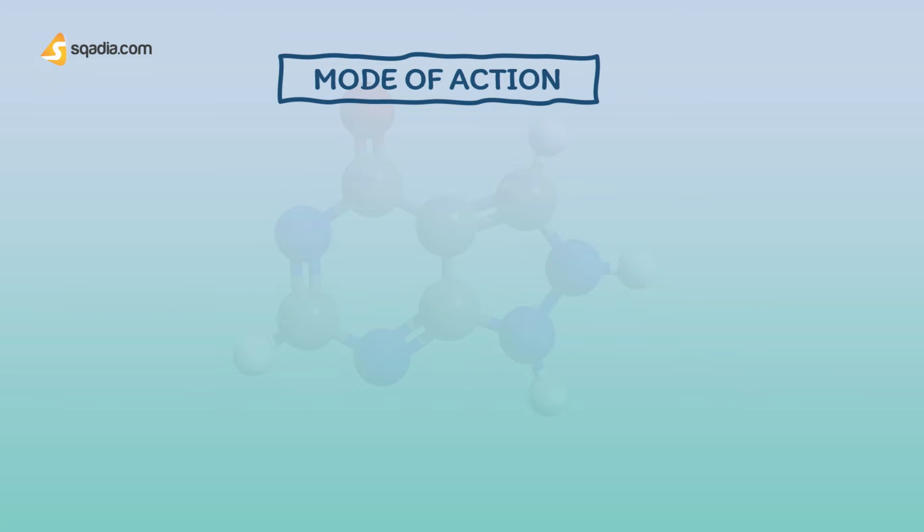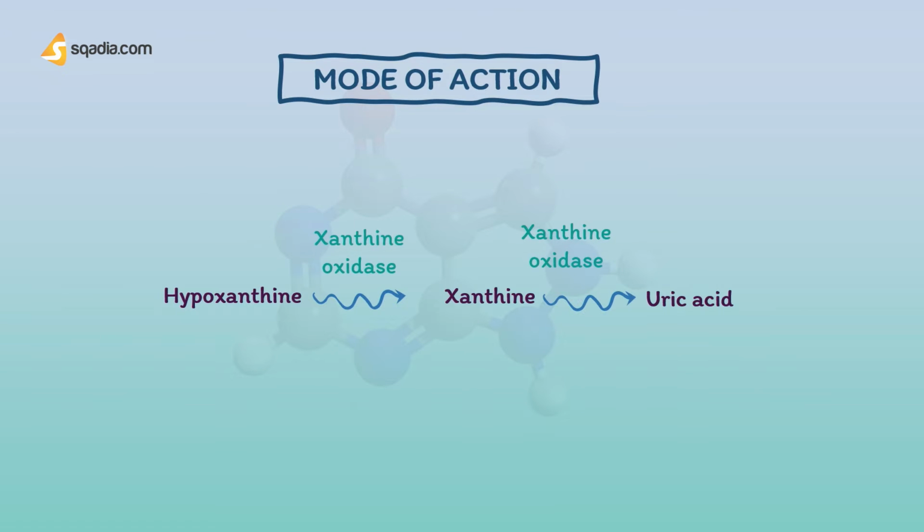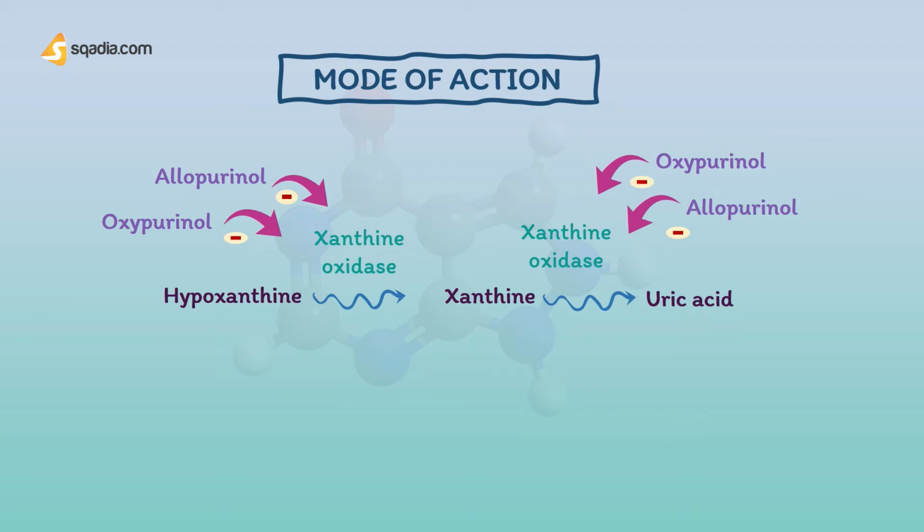Allopurinol and oxypurinol both act on the enzyme xanthine oxidase. That is why they belong to a class of xanthine oxidase inhibitors. Allopurinol is a competitive inhibitor of xanthine oxidase, whereas oxypurinol is a non-competitive inhibitor.